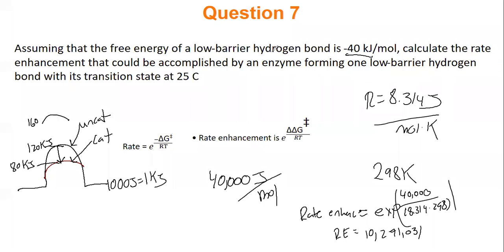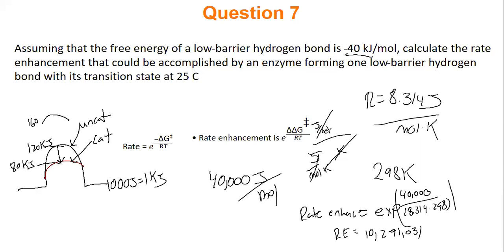All right, any questions about that math or that idea? All right, if not, well, looks like we do. What's the unit? Rate enhancement does not have a unit. Because delta delta G would be joules per mole, and you're dividing it by something that's joules per mole K multiplied by K. So the K's cancel out, joules per mole cancel out.